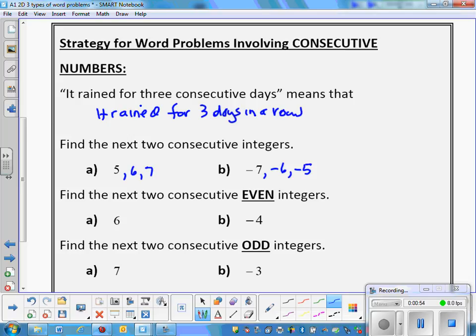Find the next 2 consecutive even integers. Sometimes it will be specified that we want even numbers, and we want the even numbers to go in a row. So 6, the next even number is 8, and the one after that is 10. If I have -4, the next bigger even integer is -2, and then 0. And finally, the next 2 consecutive odd integers: 7, 9, 11, and -3, -1, +1.